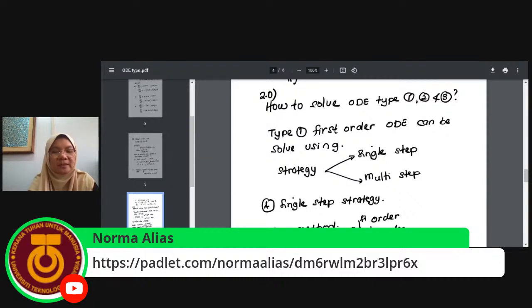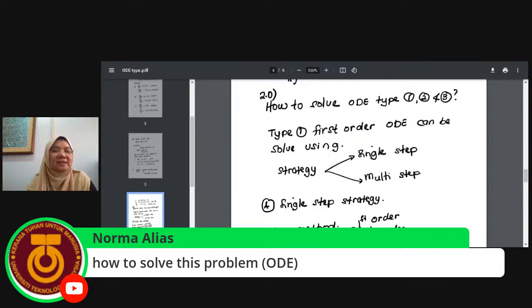Okay, what is the problem? The problem is ODE. My question is how to solve this problem. There are many ways to solve it. The first, in chapter 8, you learned how to solve this problem using Taylor's method, Runge-Kutta method, and then Euler method. So that's what you learned.